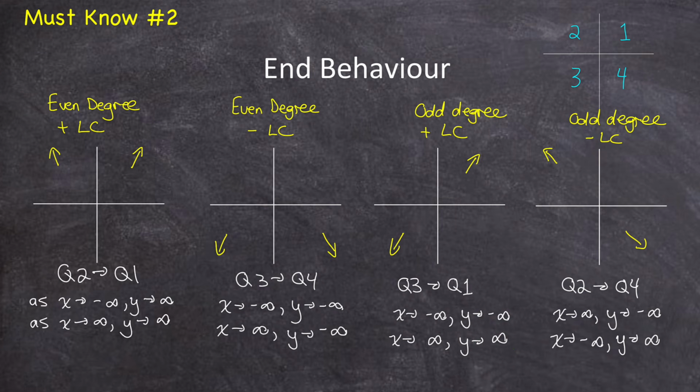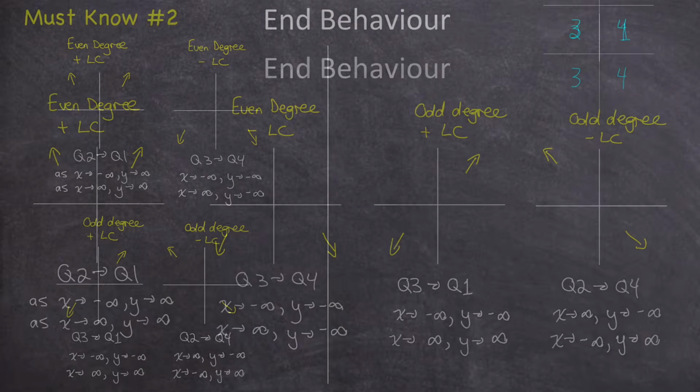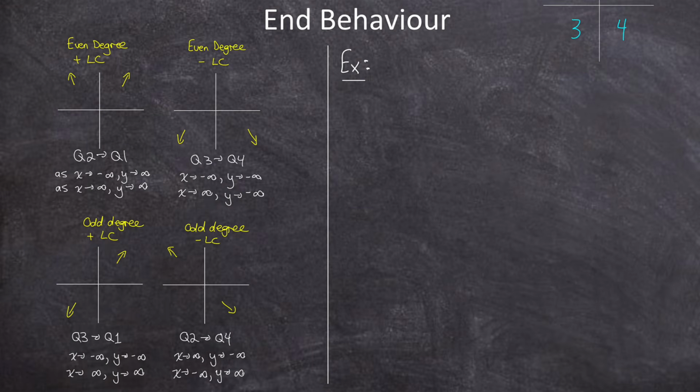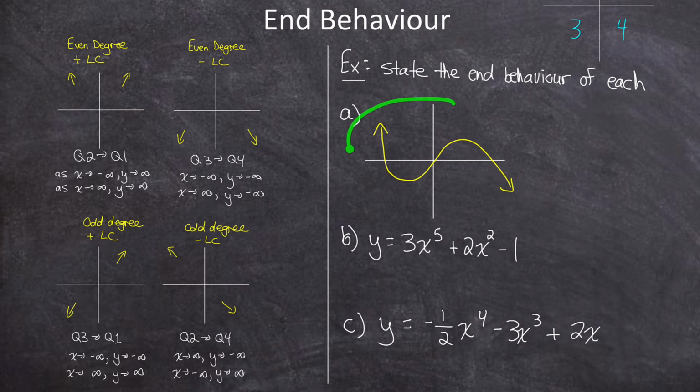And now let me make some room so we can do a couple examples where we test out if you're able to state the end behavior of polynomial functions. Let's do an example where we state the end behavior of each of the following. Part A, we have the graph of a function, and I can clearly see from the graph that its left side starts in quadrant number 2, and then its right side finishes down here in quadrant number 4. So this function's end behavior is from quadrant 2 to quadrant 4.